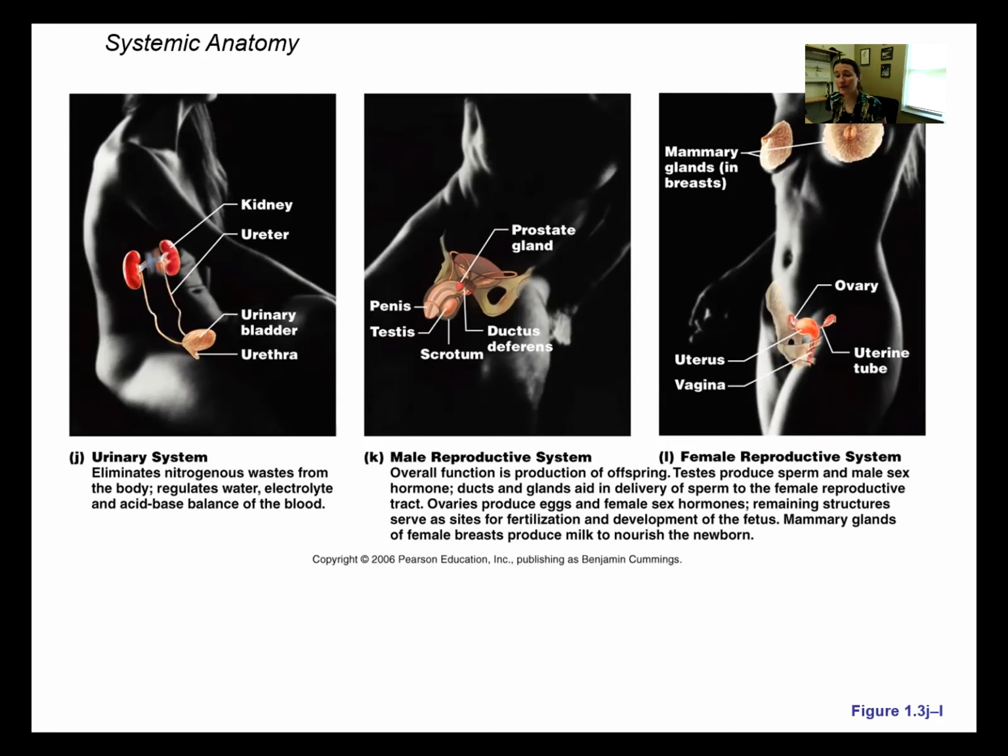And finally, the reproductive system. Of course, the primary function of the reproductive system is to make gametes, right? So make sperm, make egg, and ultimately, in terms of the female, to sustain a developing embryo through fetus. Okay. But there's a little bit more to it than that. So both male and female reproductive systems have the ability to make gametes as well as make hormones.